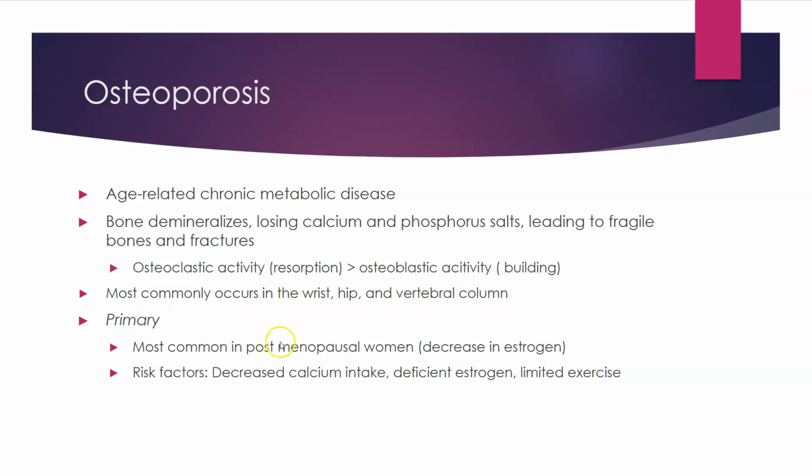Primary is mostly common in postmenopausal women, and we believe that this is related to decreased estrogen. So risk factors: decreased calcium intake, deficient estrogen, and limited exercise. Secondary, of course, would be related to other disease processes in which you're leaching out your calcium and phosphorus salts. I have seen that with cancer and different things like that.